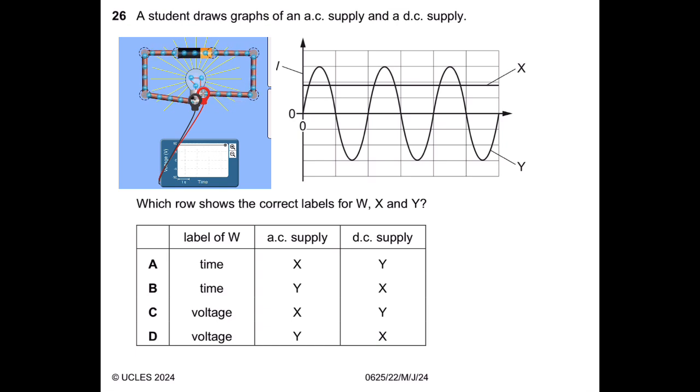So to end this question, the correct answer is: the label of W is voltage, the AC power supply is represented by the sinusoidal wave, which is Y, and the DC power supply is represented by the straight line X parallel to the time axis. The correct answer for question 26 is definitely D.